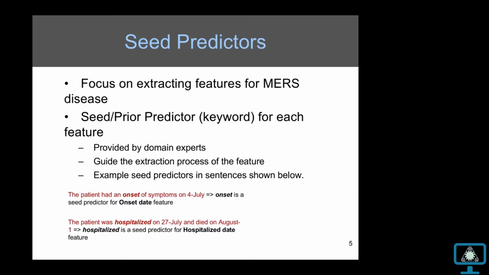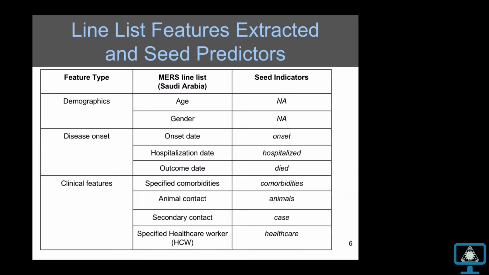As an example, you see in the bottom of the slide, onset is a seed or a predictor for the onset date. So that keyword is often used alongside the point where people talk about when the patient started exhibiting symptoms. Similarly, hospitalized is an important seed keyword to know when somebody got hospitalized and what happened to the patient subsequently. So think of seed keywords and seed predictors as a starting point to begin your information extraction, but they're not by themselves sufficient.